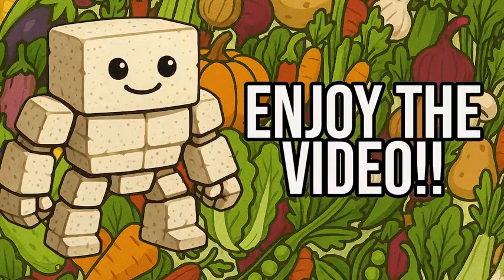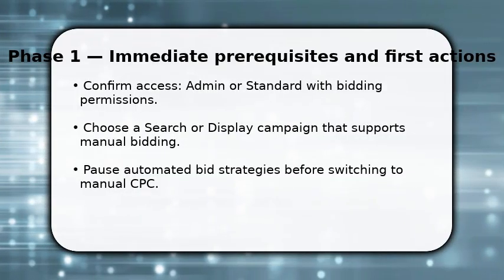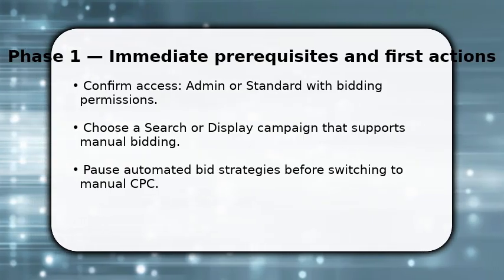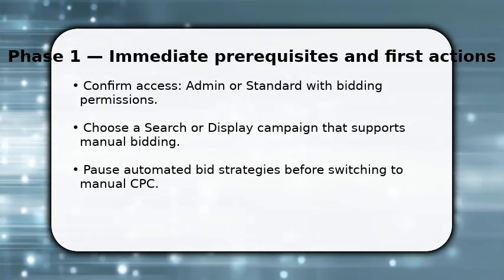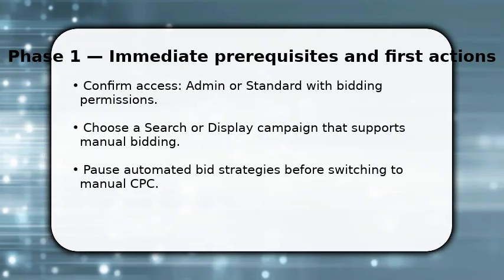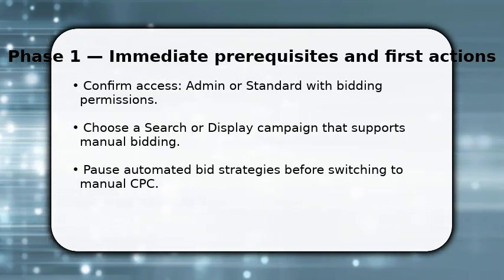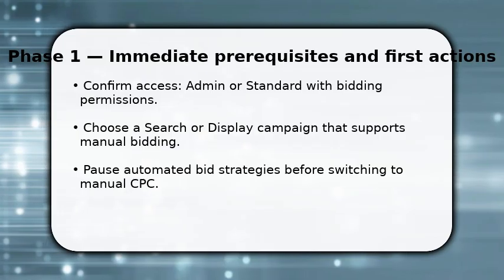Please enjoy the video. You begin by making sure you have the right access. You need admin or standard with bidding permissions. Next, open Google Ads and pick the specific search or display campaign you want to control manually.